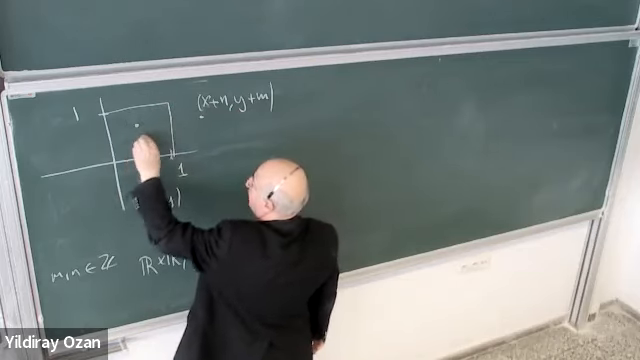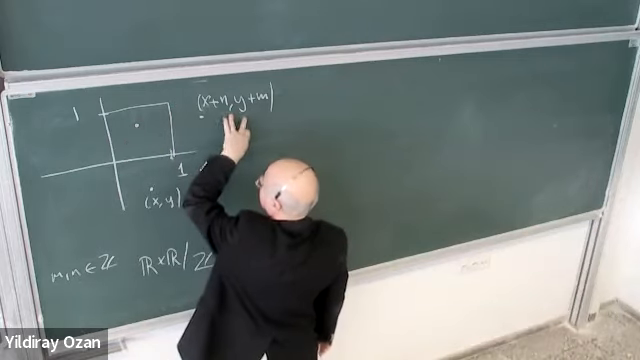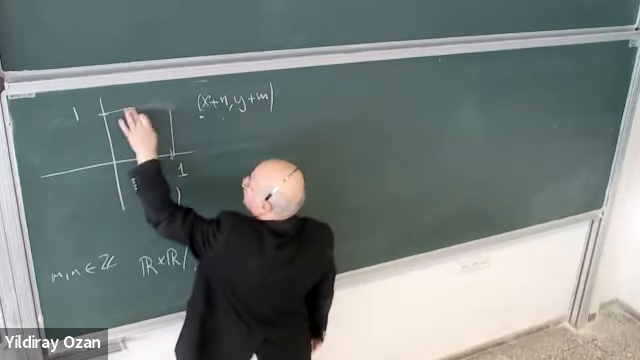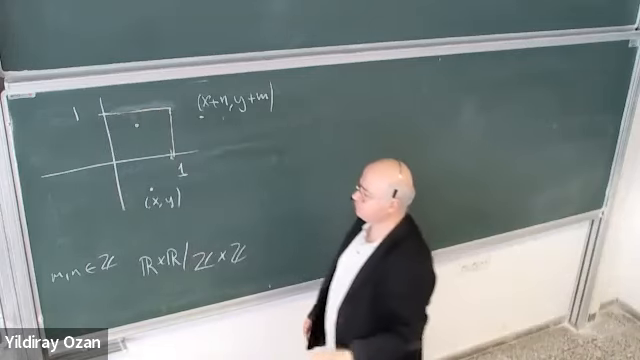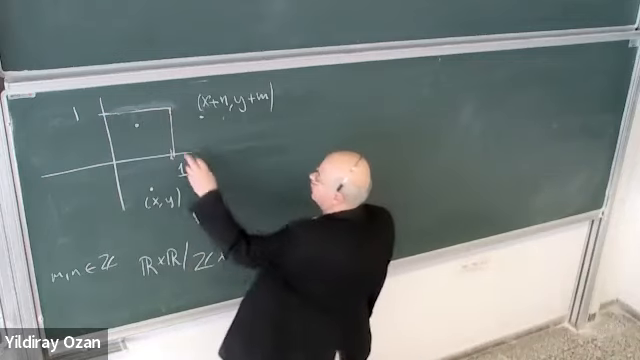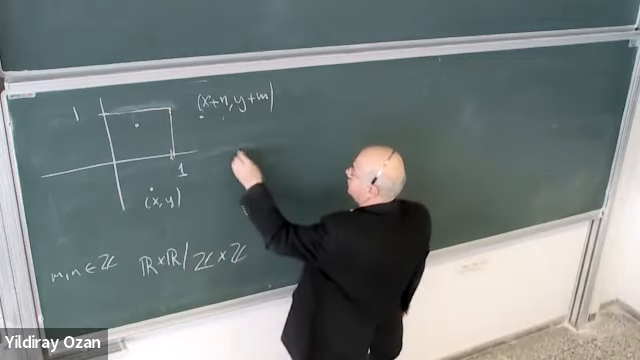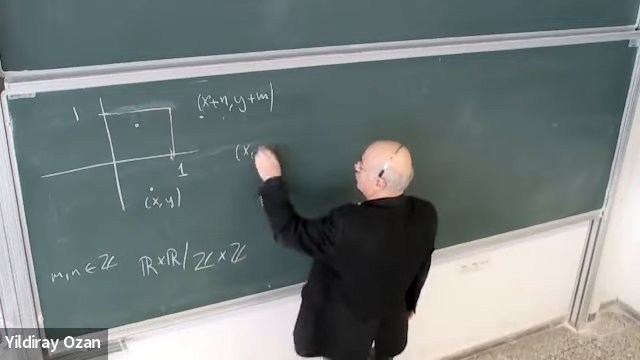Okay, so any point in the plane has a representative in the unit square. For example, let's say (x, y) is this point.